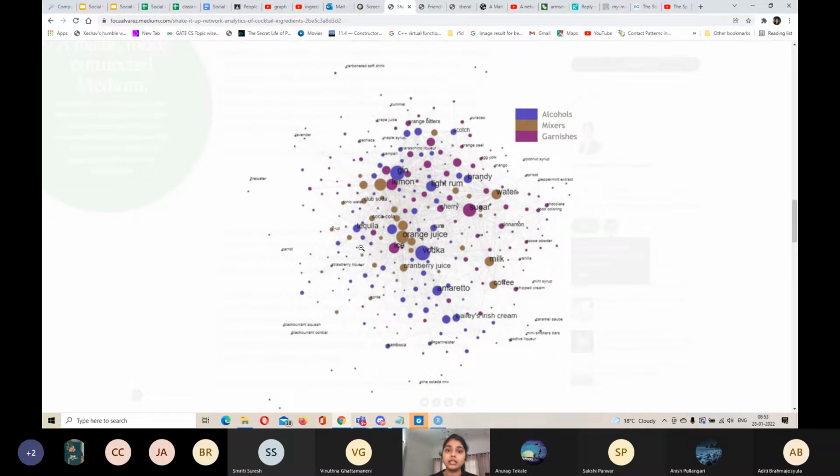Okay, here is another network. It's also a food network. It is actually a cocktail network, and it shows you how various drinks are connected, what all is required when you make cocktails. And as you see, the nodes here which are bigger are the important nodes in this network, things which are used very frequently in cocktails.